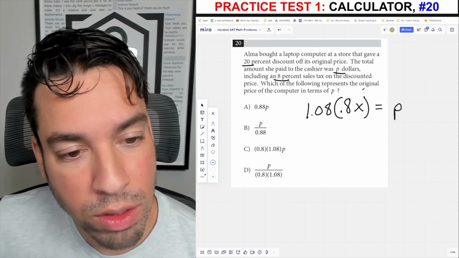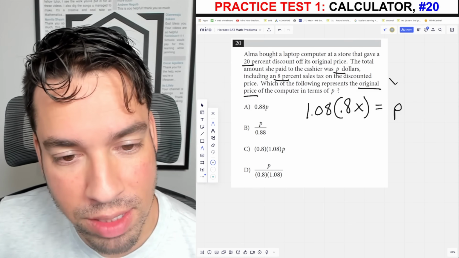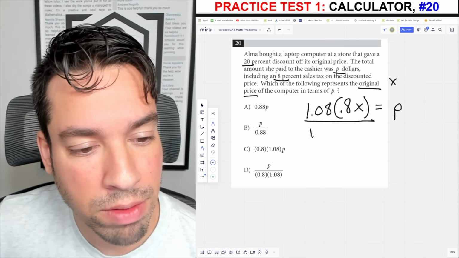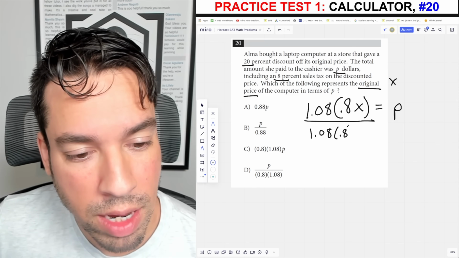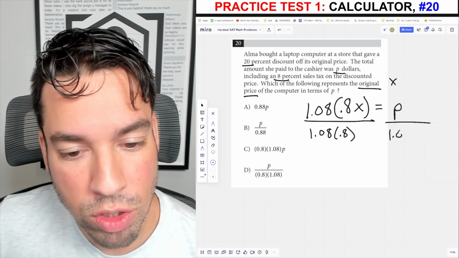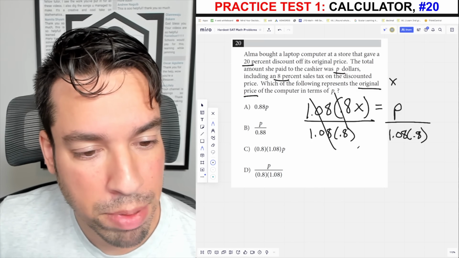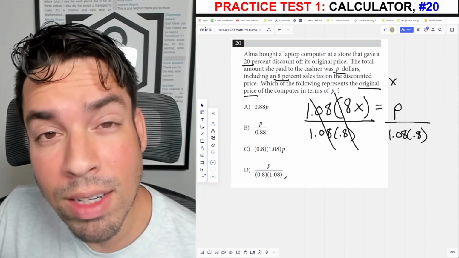Now they said, which of the following represents the original price? And by the way, I designated the original price as X, so all we got to do now is isolate. So to isolate, I'm going to divide by 1.08 times 0.8. 1.08 times 0.8. Boom. And this is the original price equals P over that. And we don't even have to evaluate it.